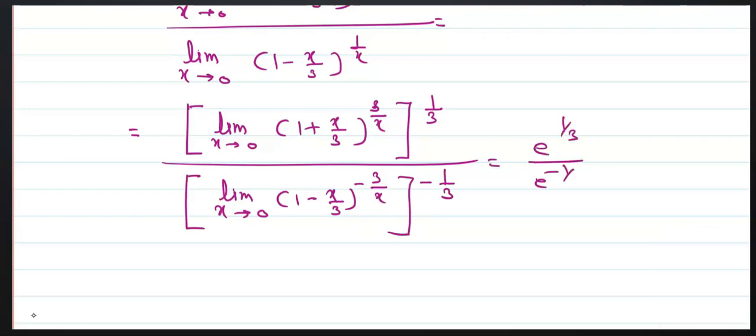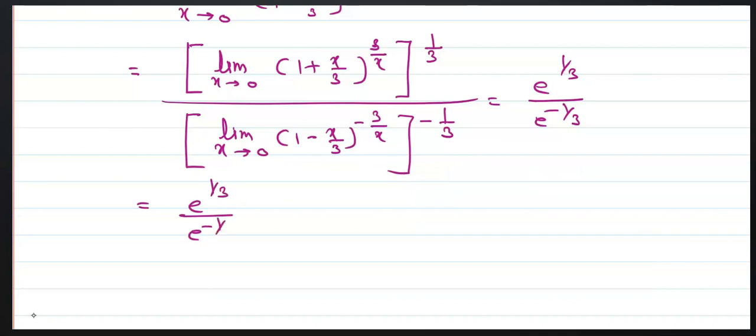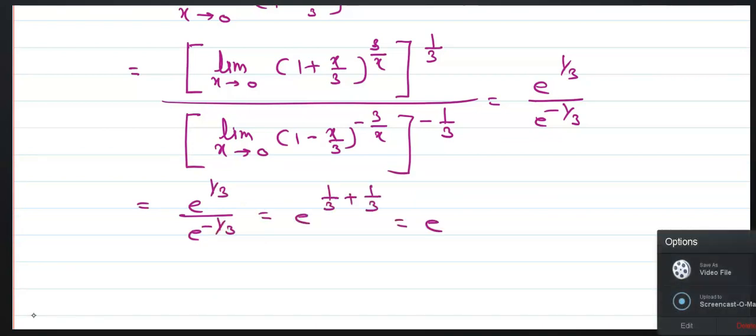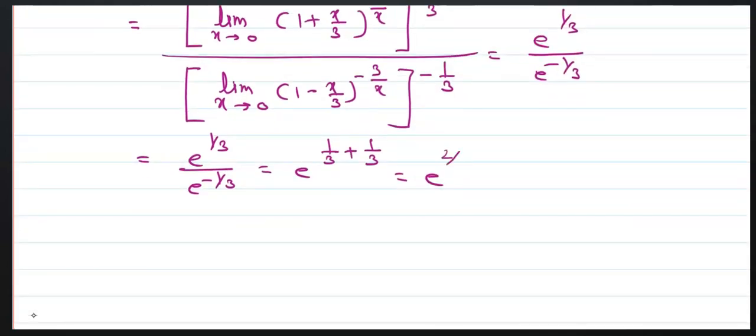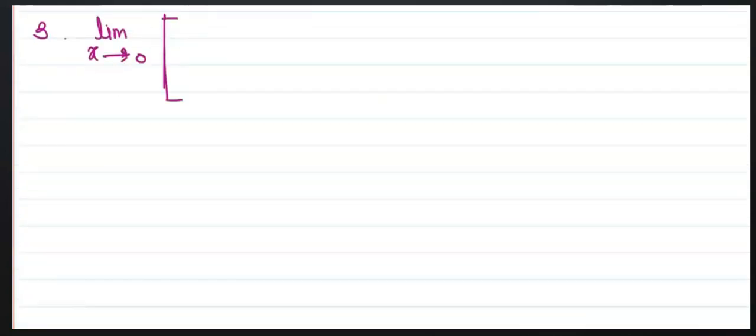Therefore, e raised to 1 upon 3, upon e raised to minus 1 upon 3. That is e raised to 1 by 3 plus, minus minus will become plus, e raised to 2 upon 3. Therefore, the value of that limit is equal to e raised to 2 upon 3. Now next, problem number 3.